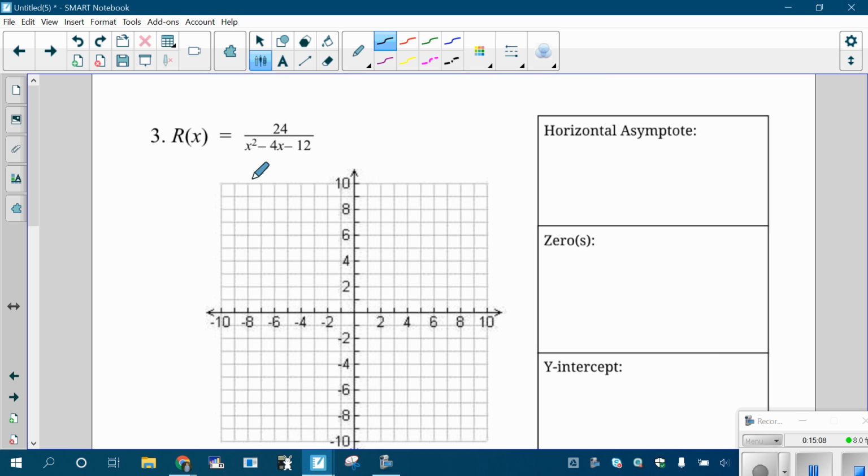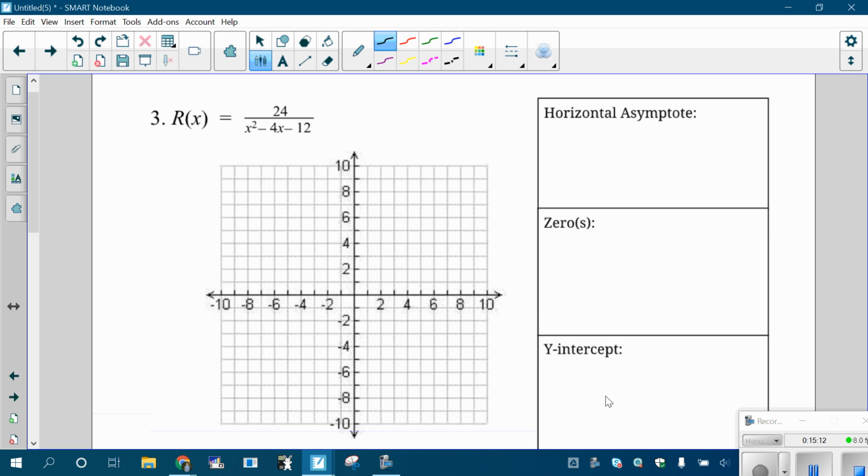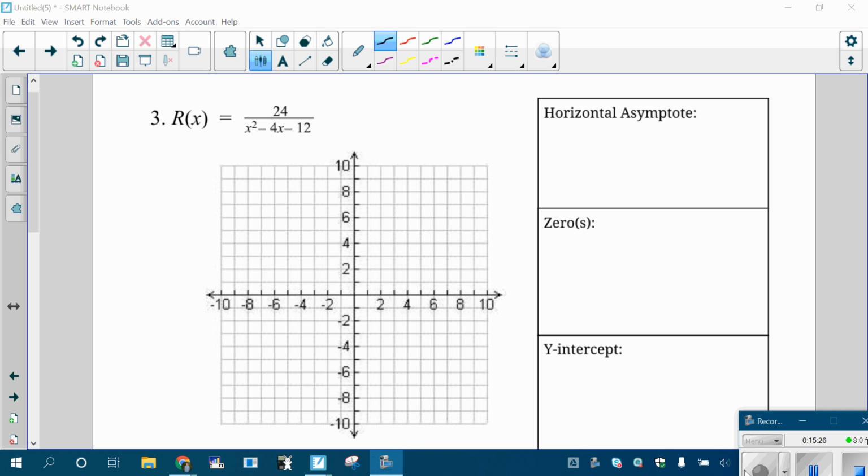Cool. Let's run through this one. Y-intercept. You guys run through this, see where you're at. Pause, give this a try. Factor the denominator just for fun.